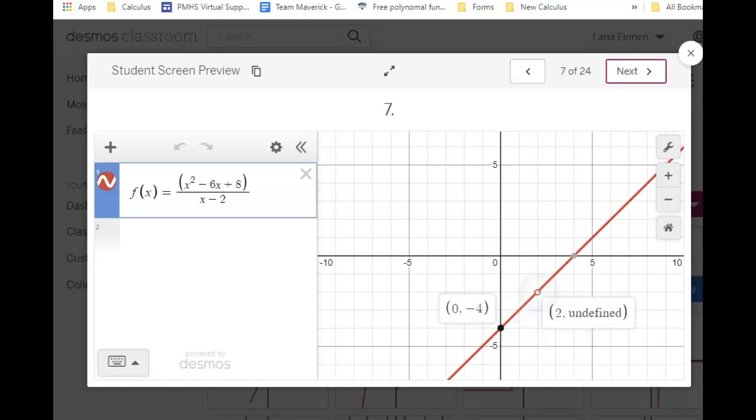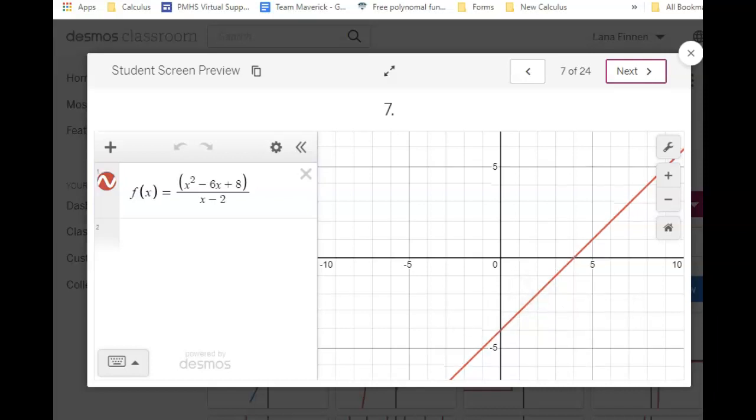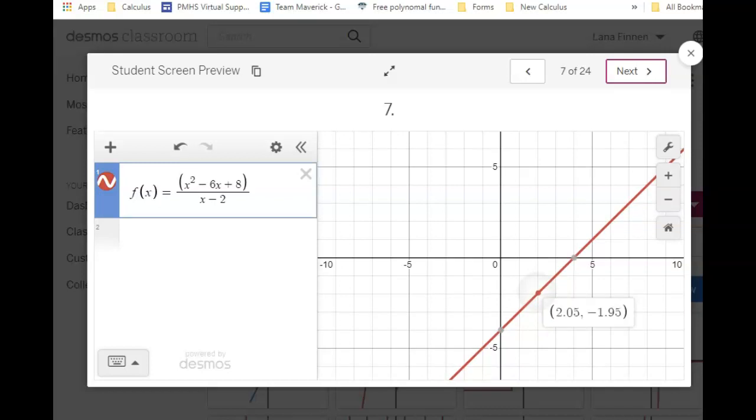And if I actually go to 2, you can see, I don't know why that's popped up, sorry. If I can actually get there, at 2, it's actually undefined, right? But what would the limit be? Where am I headed towards? Negative 2, exactly.